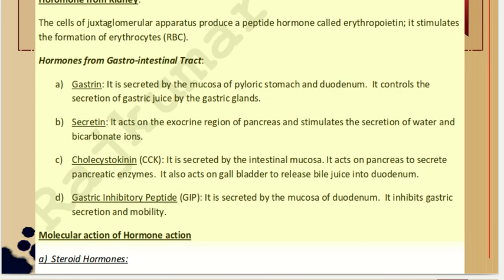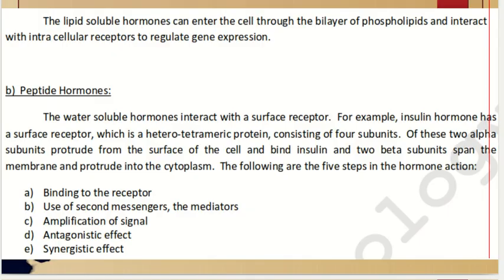The molecular action of hormones. Steroid hormones: the lipid soluble hormones can enter the cell through the bilayer of phospholipids and interact with intracellular receptors to regulate gene expression. The peptide hormones are water soluble hormones which interact with surface receptors. For example, the insulin hormone has a surface receptor which is a heterotetrameric protein consisting of 4 subunits. Of these, 2 alpha subunits protrude from the surface of the cell and bind to the insulin, and 2 beta subunits span the membrane and protrude into the cytoplasm.